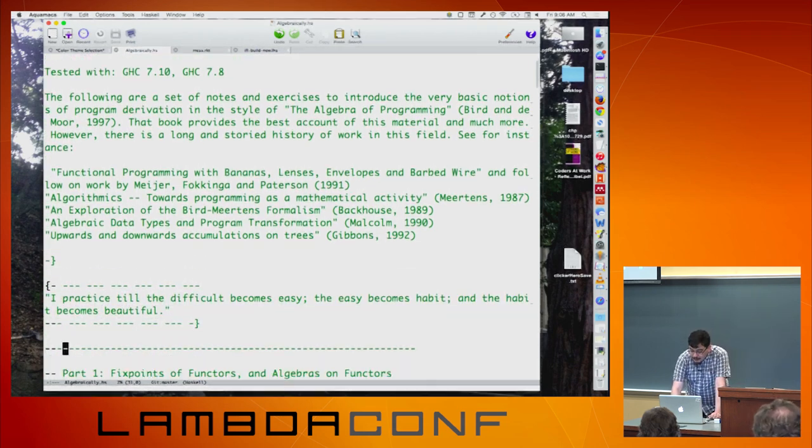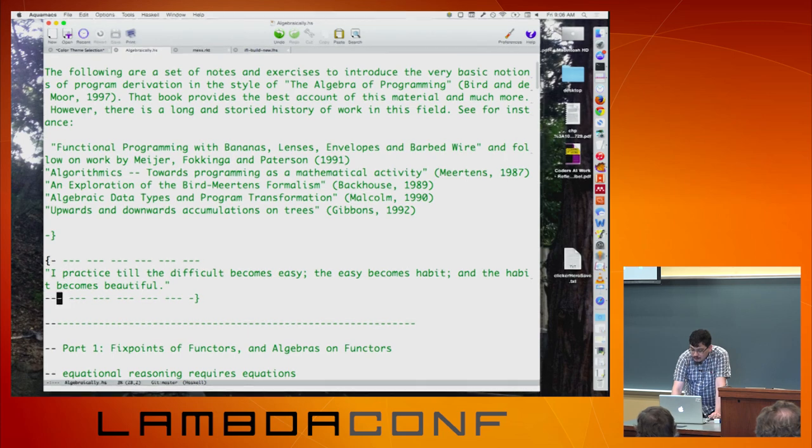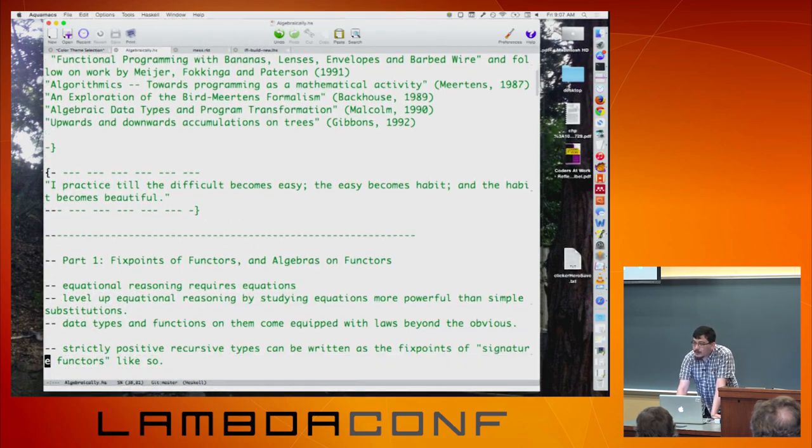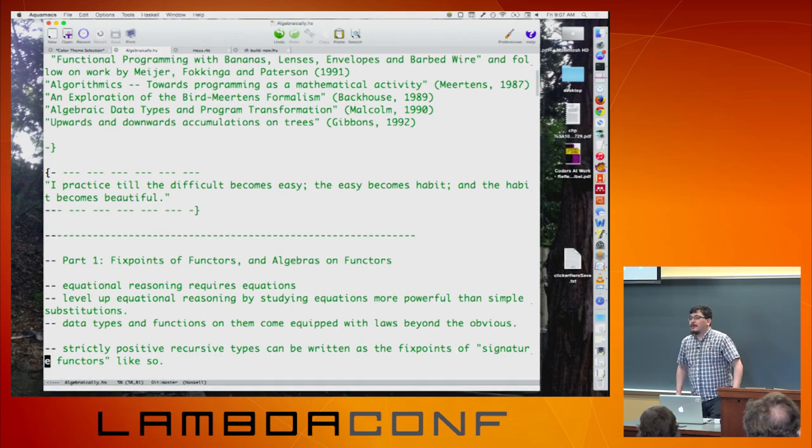We do need a quote. I don't recall who it's from; Raymond Smullyan, the mathematician, quotes it. It's from a magician: practice till the difficult becomes easy, the easy becomes habit, and the habit becomes beautiful. That's how I feel about this stuff, because we're just going to be practicing, doing some simple concepts, and we're going to try to derive one algorithm, at least. How many people are familiar with the maximum segment sum problem? Okay, this is a really beautiful problem, and we'll get to it in a bit.